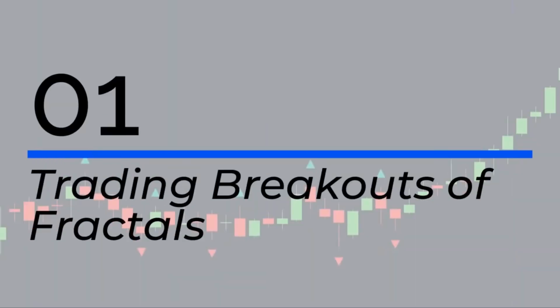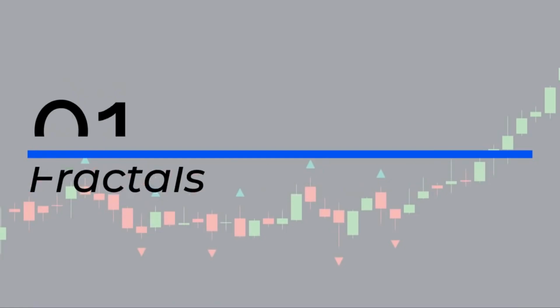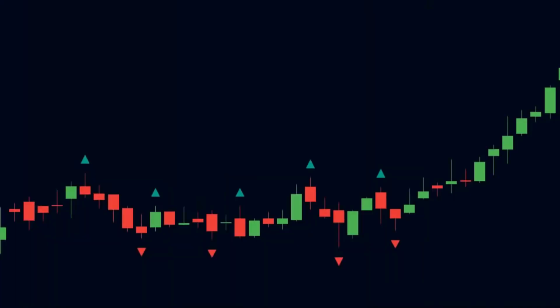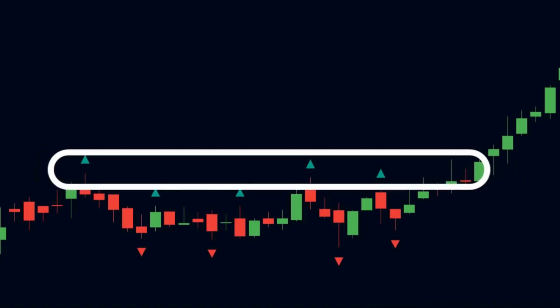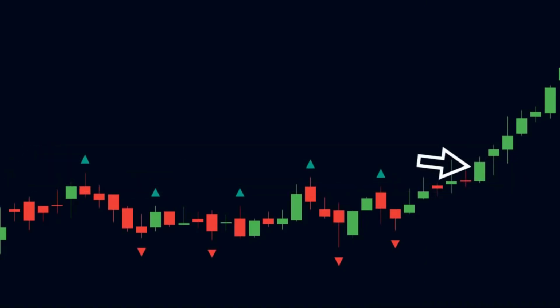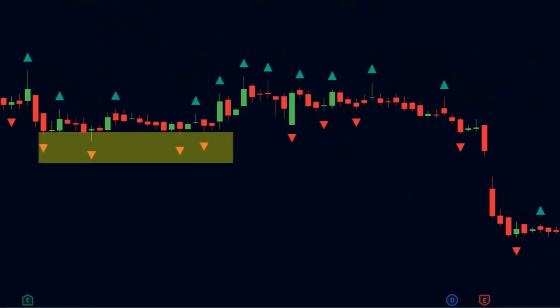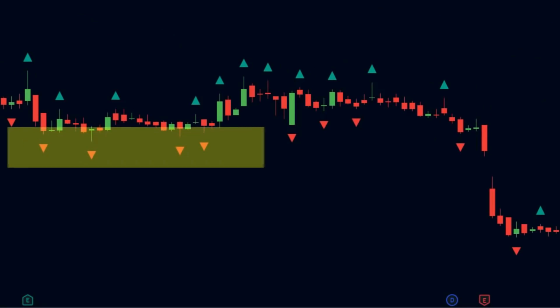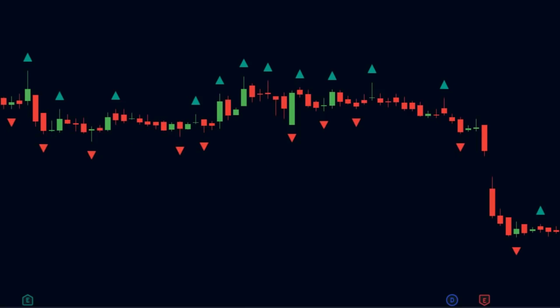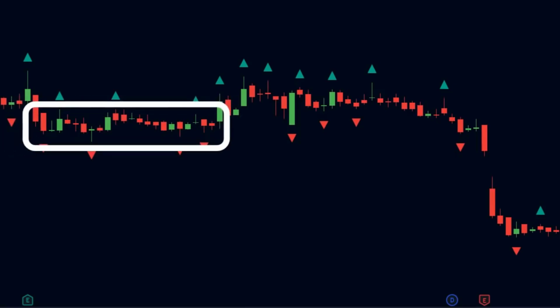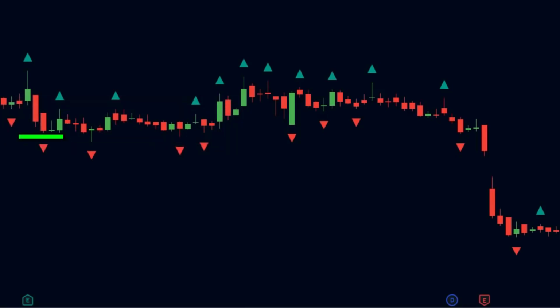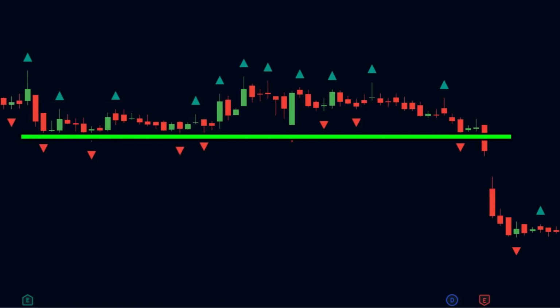The first strategy is trading the breakout of these fractals. The strategy itself is very simple. We will look for fractal clusters at a certain area, and we will trade their breakouts. For instance, if we look at this chart, here we see that the price created 4 bearish fractals around the same price area. This means that a lot of traders have bought the stock around this price area. So we mark this as a support level.